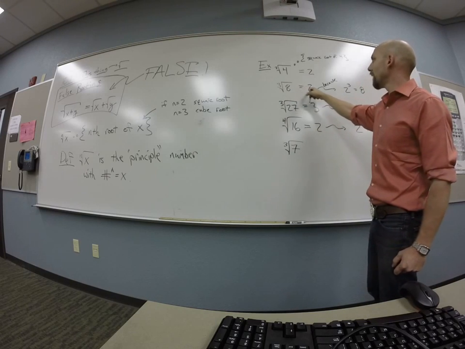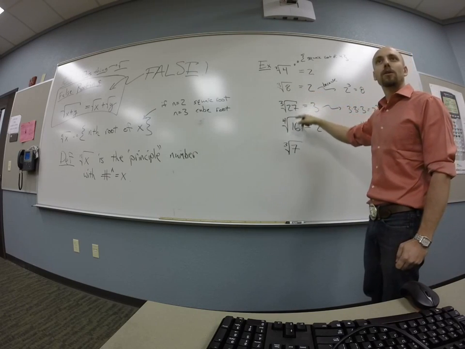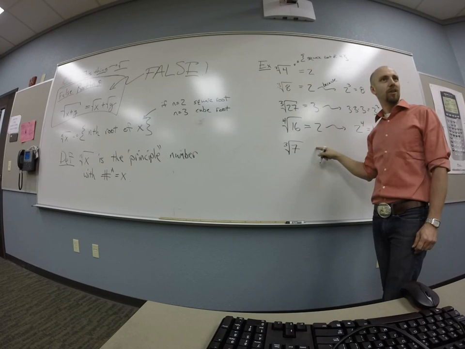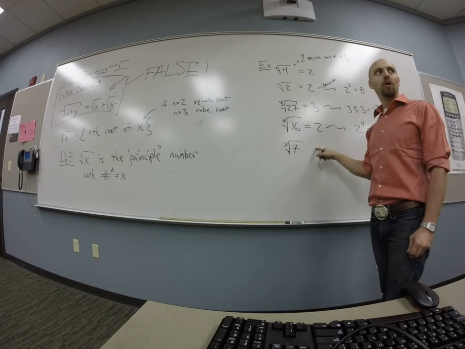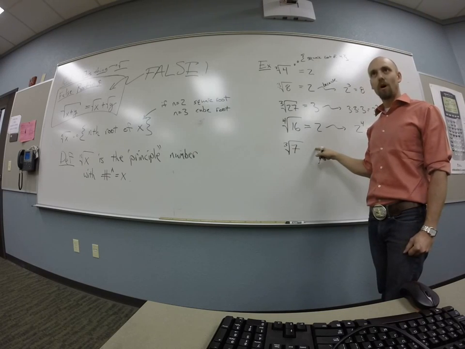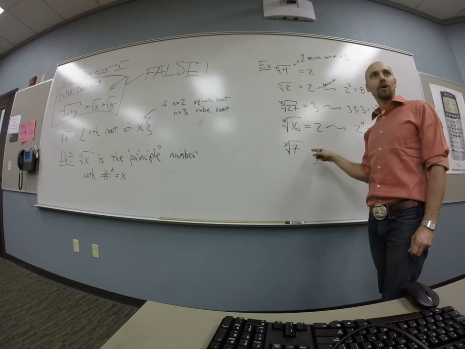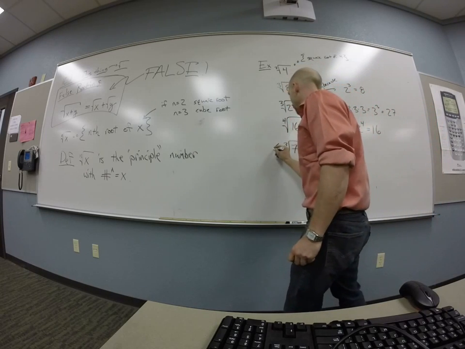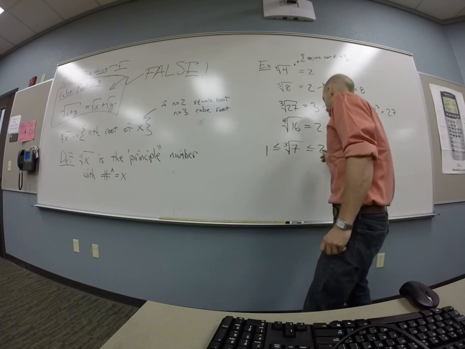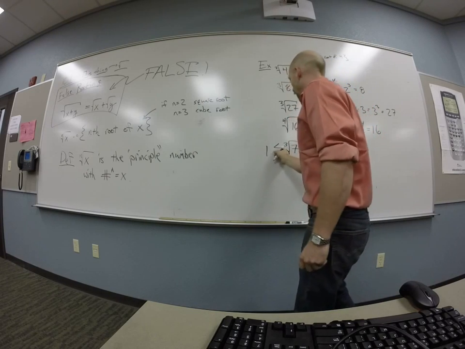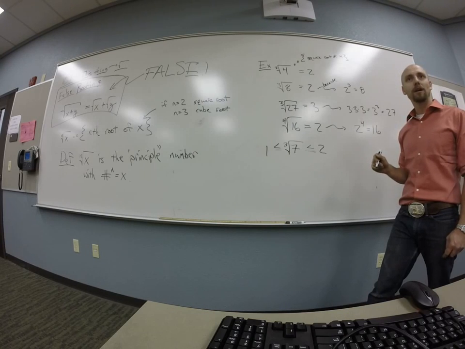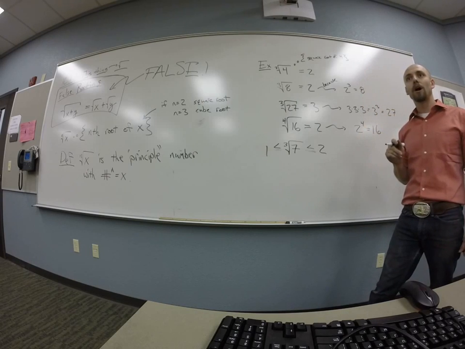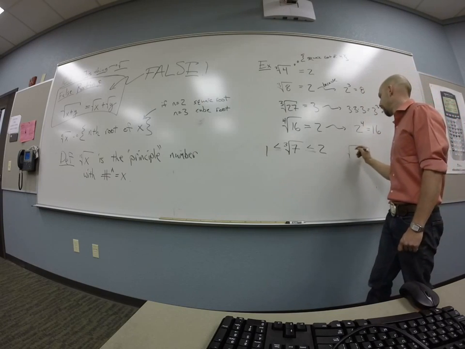Let's see. The cube root of 8 is 2, right? The cube root of 7 is smaller. Is it 1? No. Why not? Because 1 times 1 times 1 is 1, which is smaller than 7. Okay, so I know it's between, right? And actually, I know it's not 2 and it's not 1, right? So I know it's between 1 and 2. Can I do any better? Yeah, if I'm willing to settle for an approximation, what's the cube root of 7?